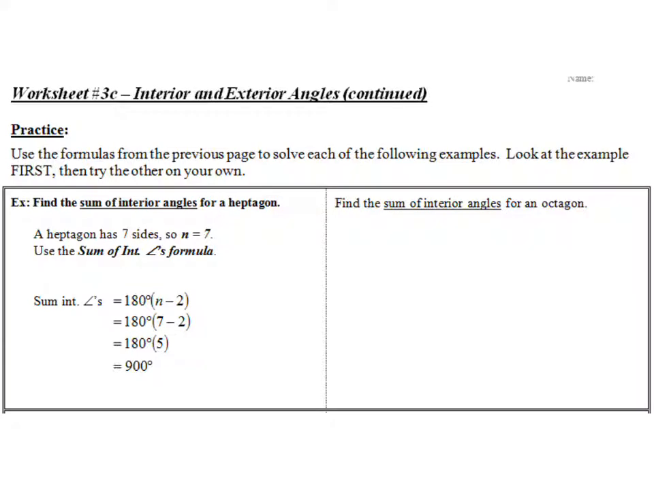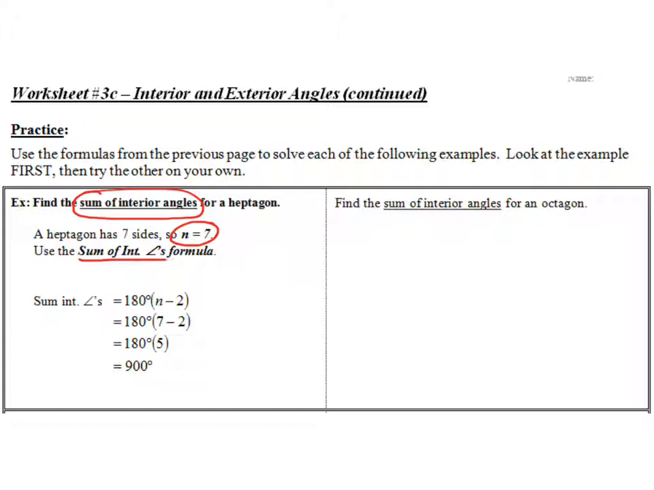All right, so here are some examples where we use our formulas from the previous page to solve each of the following examples. So we look at the examples first and then try the other one on your own. The example says, find the sum of the interior angles for a heptagon. A heptagon has 7 sides, so I know n equals 7.